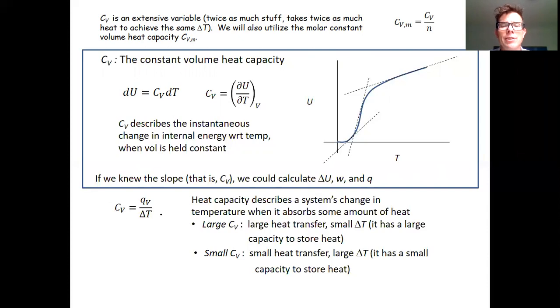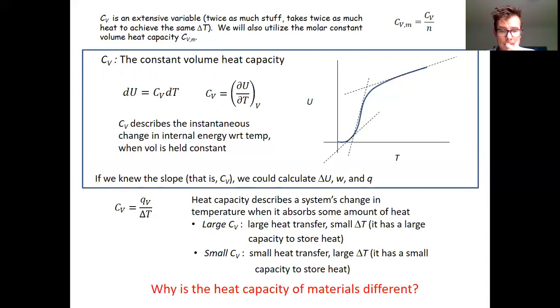A classic example here is water. Conversely, something with a small heat capacity absorbs a small amount of heat and has a huge temperature change. It has a small capacity to store heat. The classic example here is something like metal. And you're probably familiar with these things, but one thing that I don't know if you've thought about is, why are these different? Why does water have a really large heat capacity and metals a really small heat capacity?